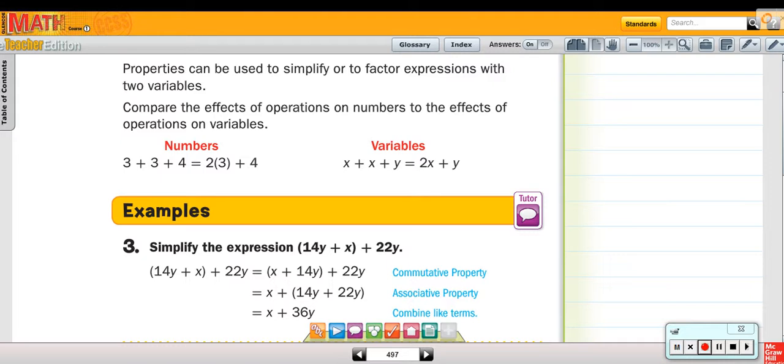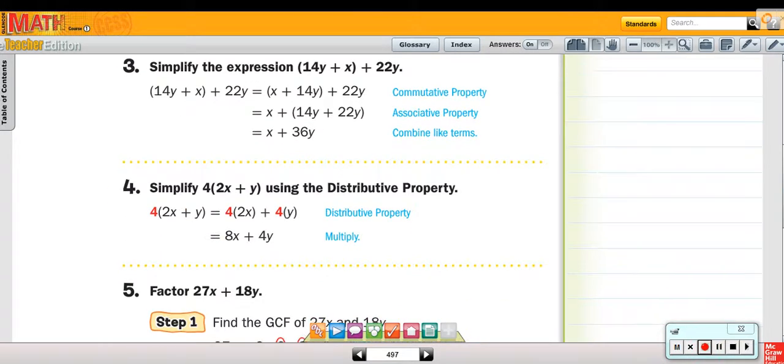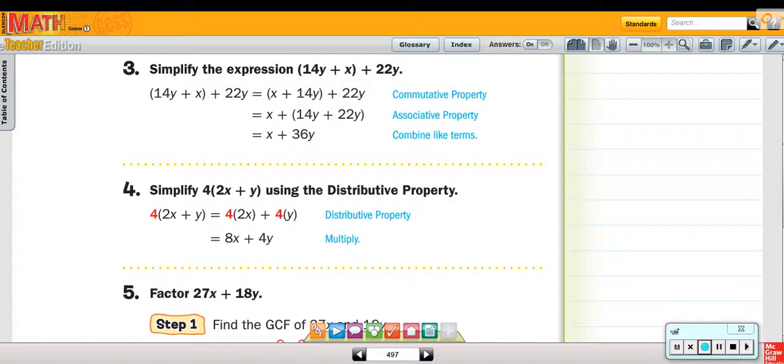On this page, we just kind of did this on the page before. We're just combining like terms. Look at example 3. What are my like terms in example 3? 14y plus 22y. They have the same variable, so they can be added together. 14 plus 22 gives me 36y. I still have this x, which is still there in my expression. So this whole thing would be my simplified expression. Either x plus 36y or 36y plus x.